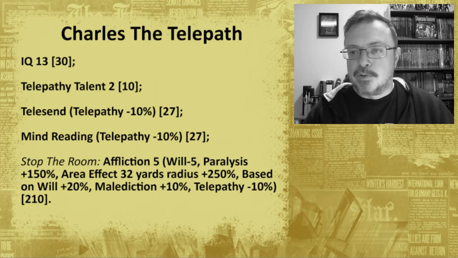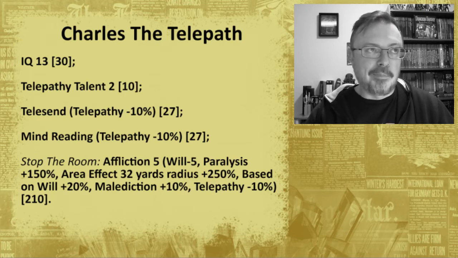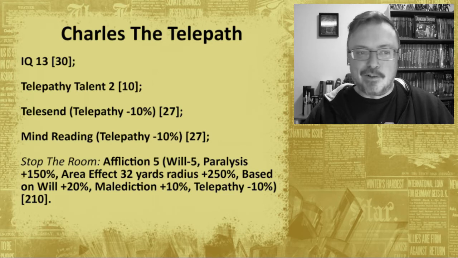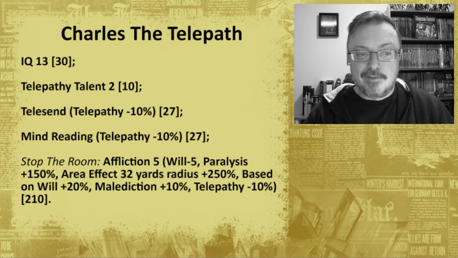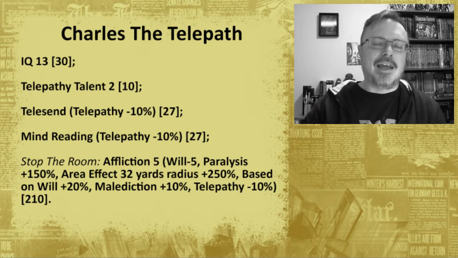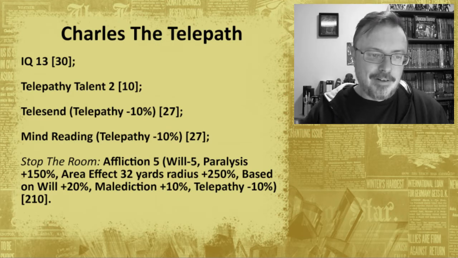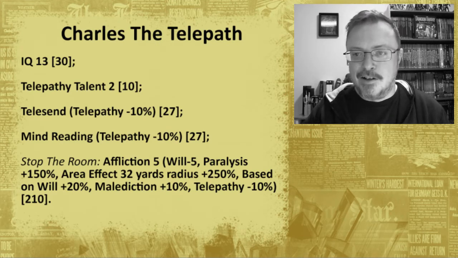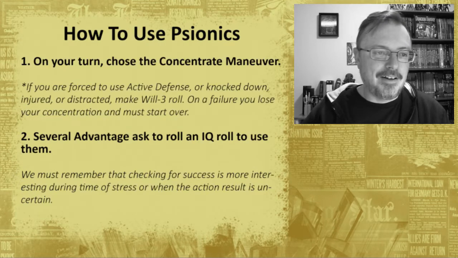And then I thought it would be fun to do the X-Men 2 power where Charles Xavier stops a room, just makes everything in the room frozen in place. So it's an affliction. It's an area-based affliction. It's a malediction. It is broadcast through the walls, and people have a slim chance of resisting that effect. So that's just an idea here.